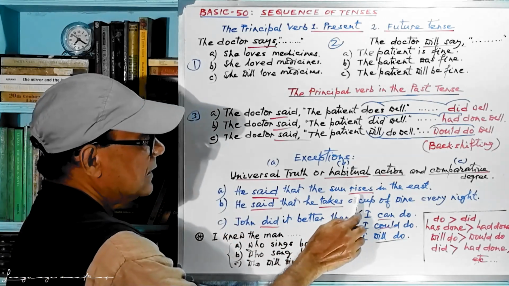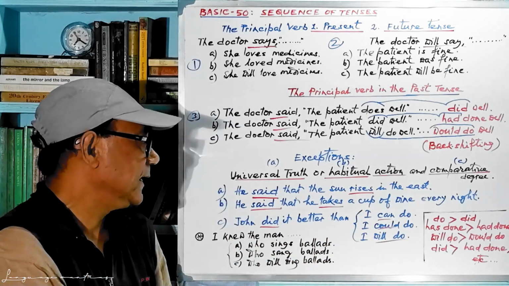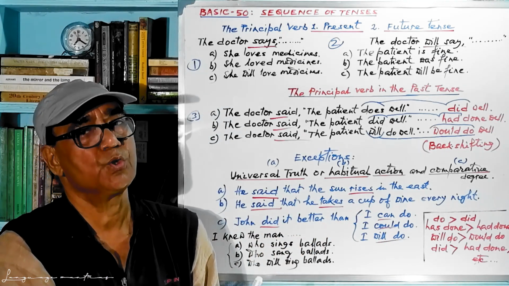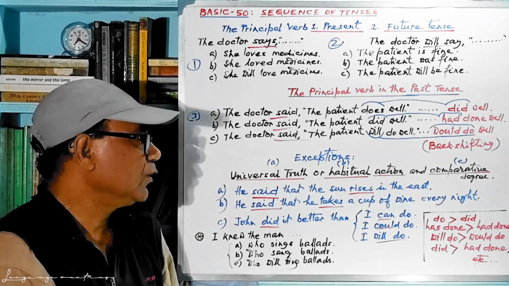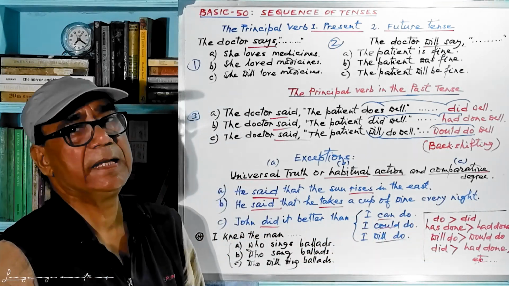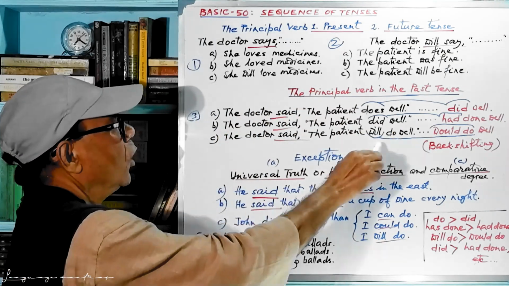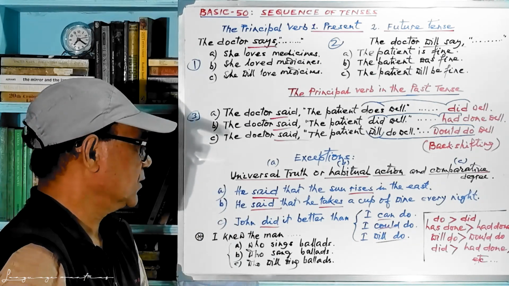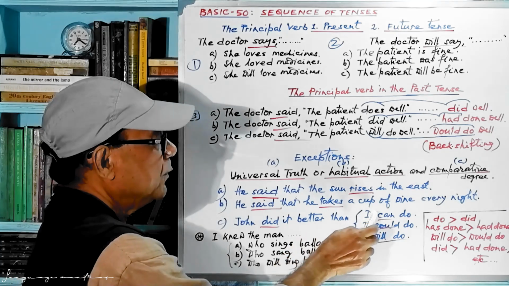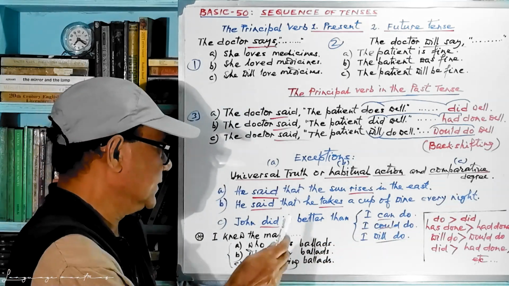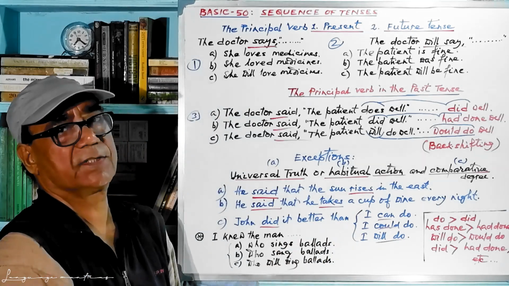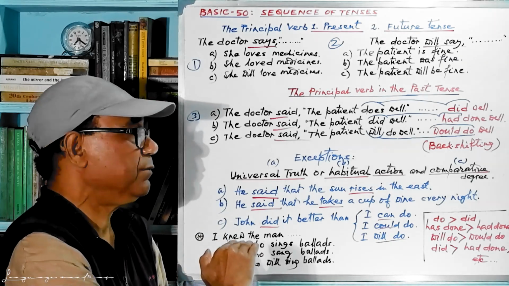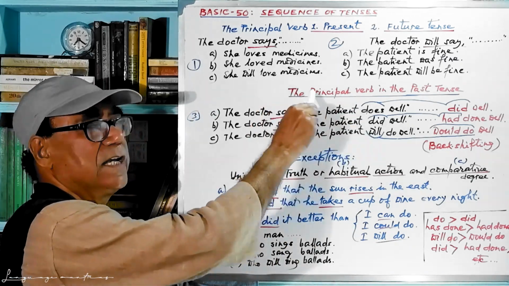He said that the sun rises in the east. Now you know. Here we have used said and here we have used rises. We didn't use rose. Why? That is not necessary, because this is a universal truth. In case of universal truth, this law of back shifting does not arise. Second sentence. He said that he takes a cup of wine every night. The said verb goes with takes, past tense and present tense. No problem, because this is a habitual action. Therefore, this law is invalid.